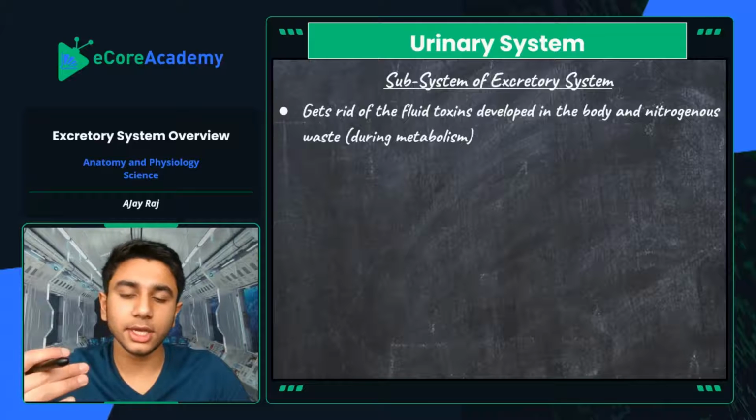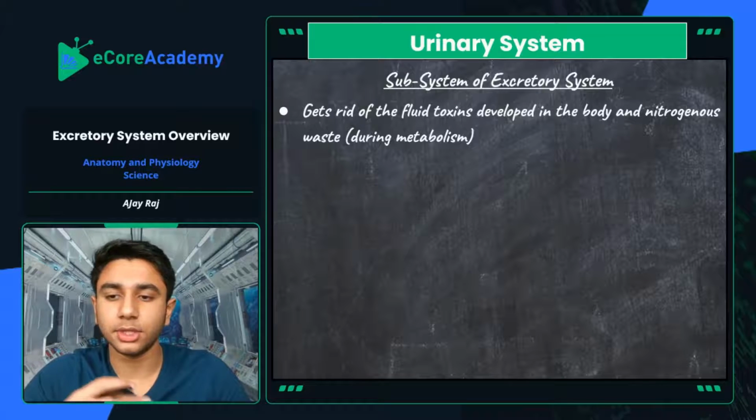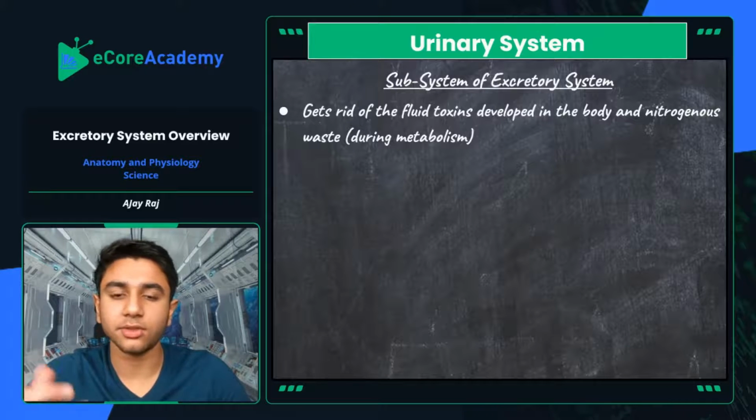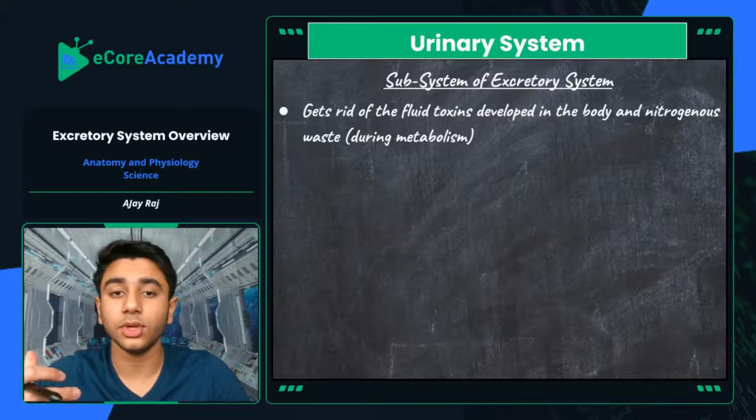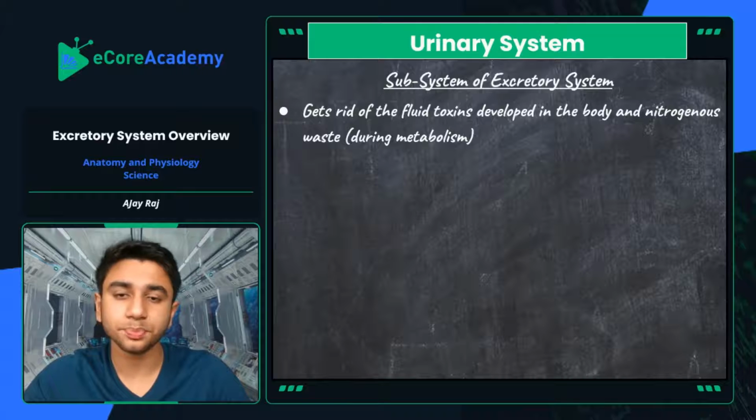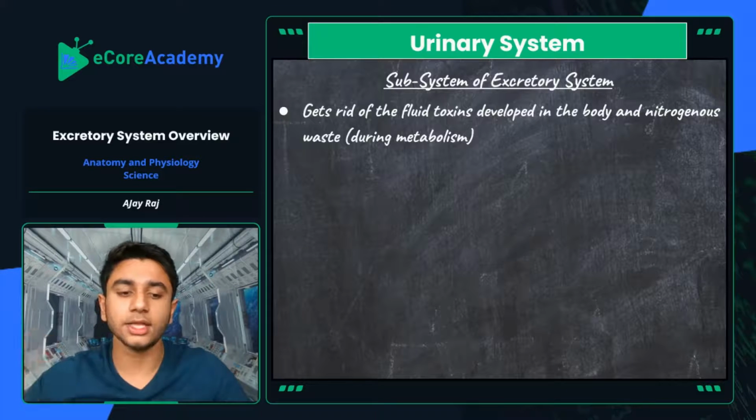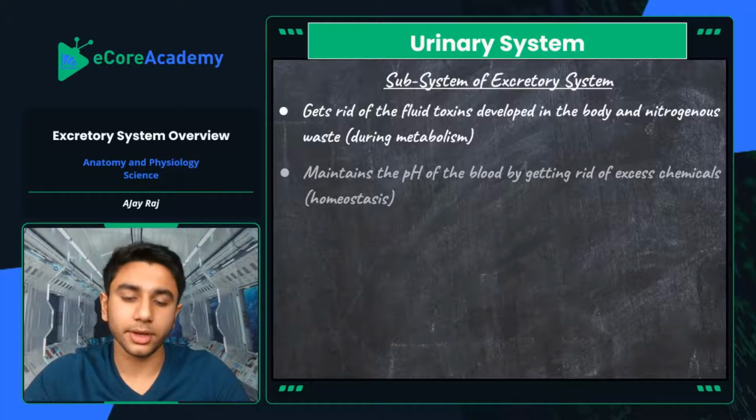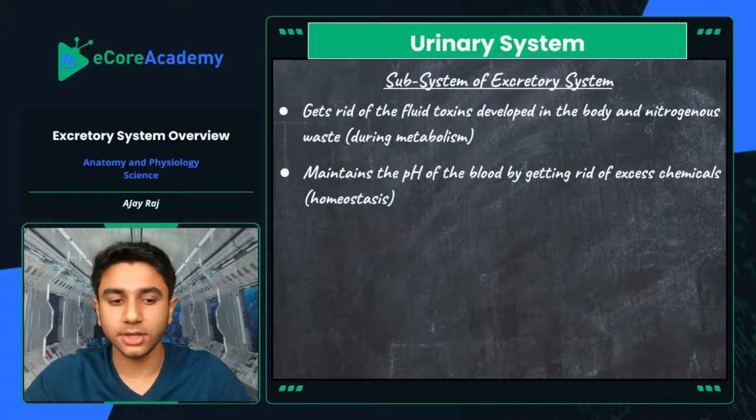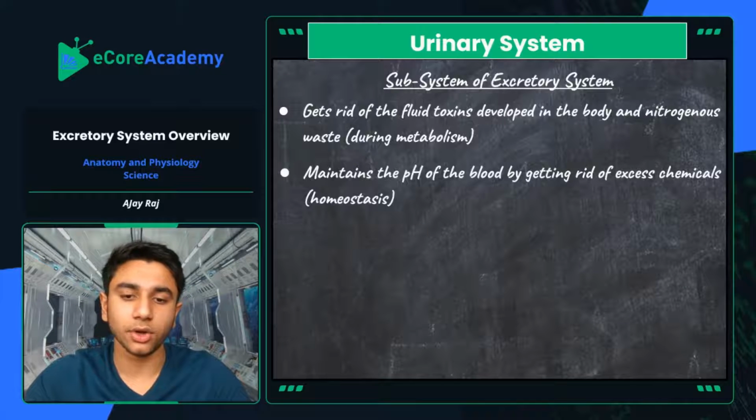So the urinary system gets rid of the fluid toxins developed in the body and nitrogenous waste, which is developed during metabolism, actually, when your thyroid stimulates the body to increase your metabolism, or just carry out metabolic processes when you're burning calories. It's actually nitrogenous wastes derived from nitrogen that are developed in that process. Common waste, and I'll get into what exactly these waste products are.